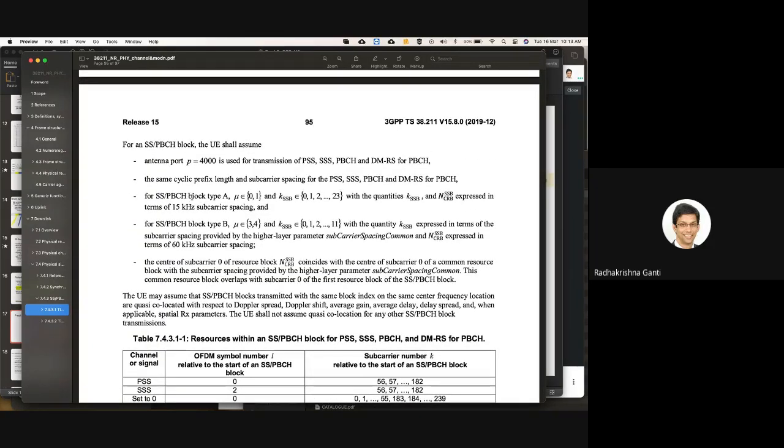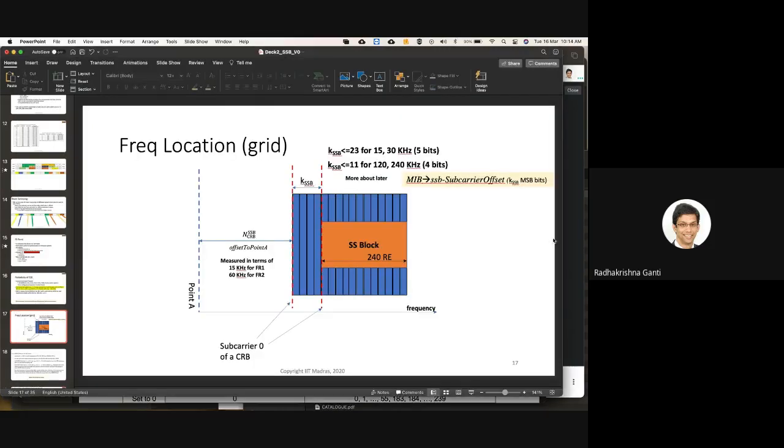So for SS block type A, KSSB can take values from 0 to 23, with the quantity KSSB expressed in terms of 15 kilohertz. So every integer is one increment of 15 kilohertz. Whereas for type B, which is the type B SSB, what they are saying is 60 kilohertz subcarrier spacing, so 0 to 11 is used to represent KSSB.